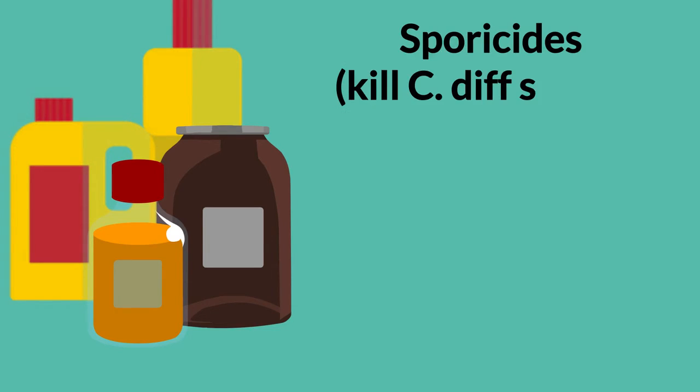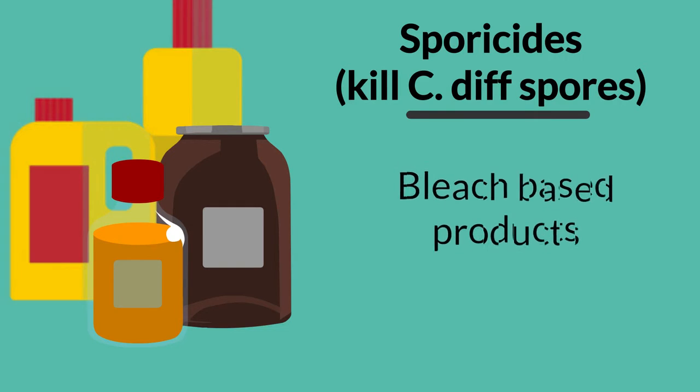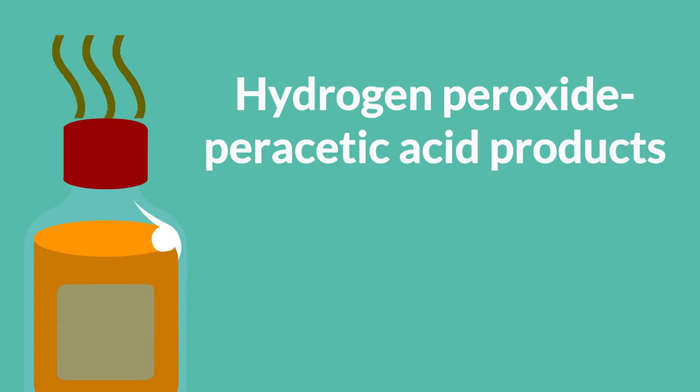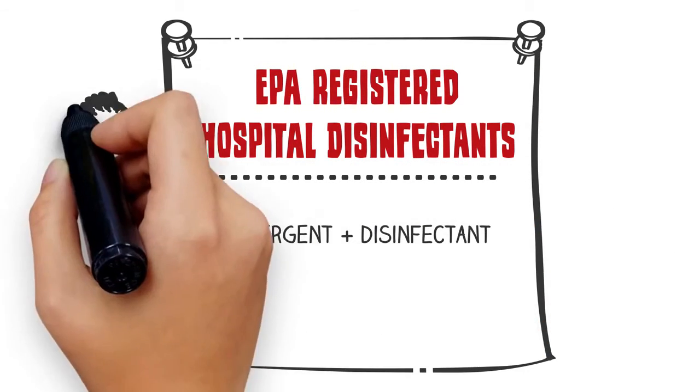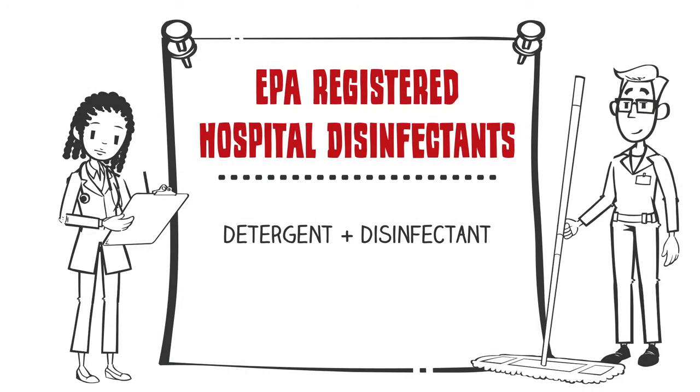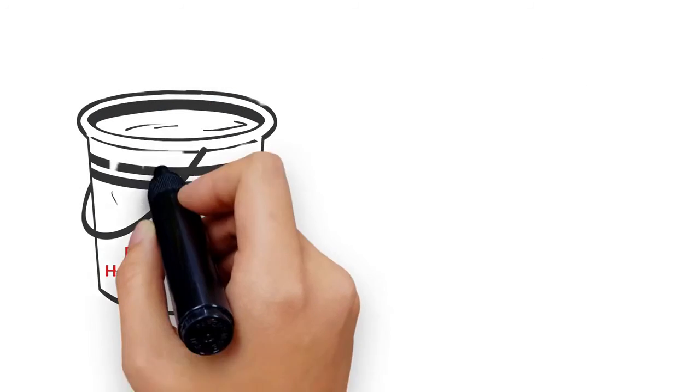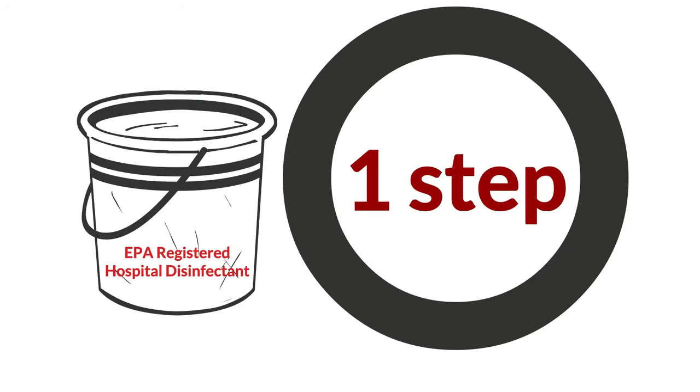The special group of surface disinfectants referred to as sporicides include bleach-based products as well as a group of newer hydrogen peroxide peracetic acid products which have a vinegar odor. Most EPA-registered hospital disinfectants are a combination of a detergent cleaner plus a disinfectant in one solution. These are referred to as one-step disinfectant cleaners.